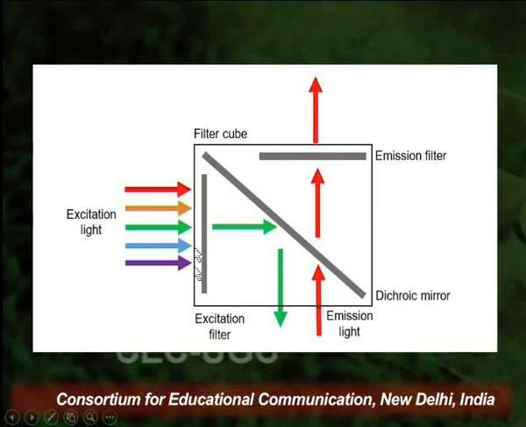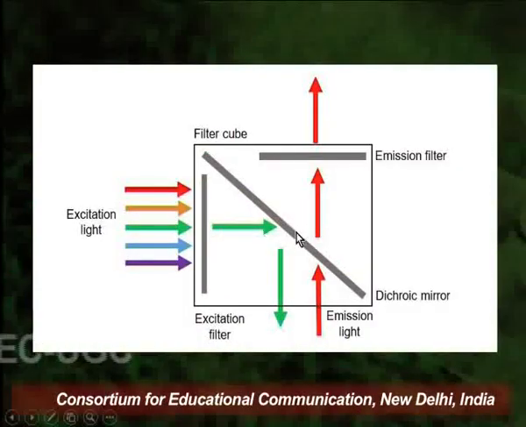The internal structural organization can be represented by this diagram, where the excitation light gets inside, but because of the excitation filter, only the excitation spectrum light passes through it. It goes towards the object, and from the object, after fluorescence, emission light comes. The emission light directly passes through the dichroic mirror, and then passes through the emission filter.